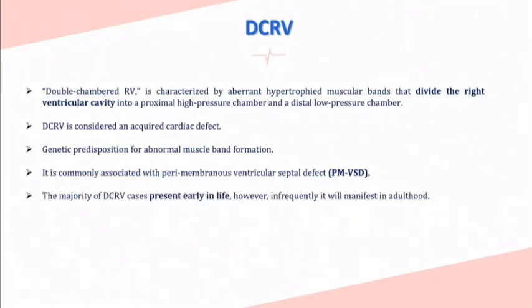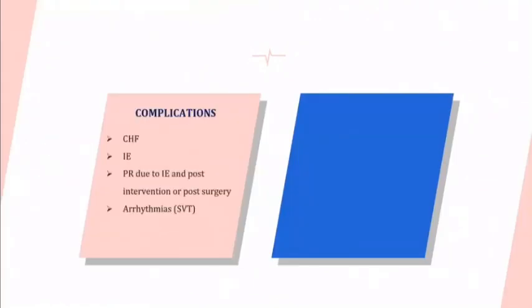So the majority of the cases present in early life, but infrequently they may also extend into adulthood. Congestive heart failure, infective endocarditis, pulmonary regurgitation due to infective endocarditis, induced medical valvotomy, and post-intervention or post-op situations, and atrial and ventricular arrhythmias because of dilation of RA and RV are the supposed complications of this valve lesion. And atrial septal defect, subpulmonic ventricular septal defect, and acyanotic TOF are often a diagnostic dilemma.